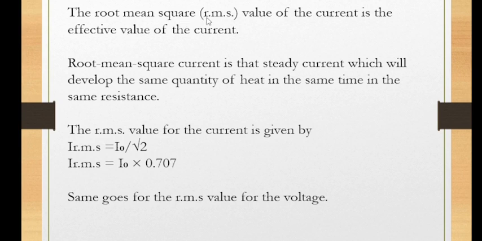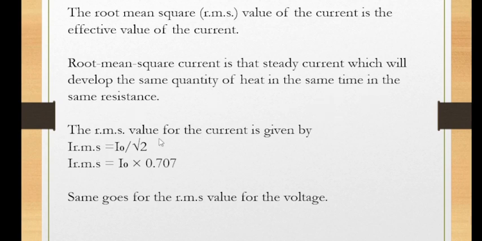The root mean square value of the current is the effective value of the current. So the root mean square current is that steady current which will develop the same quantity of heat in the same time and in the same resistance.